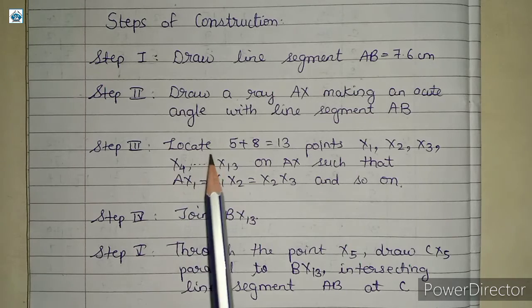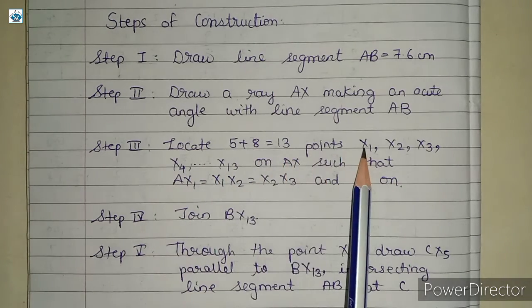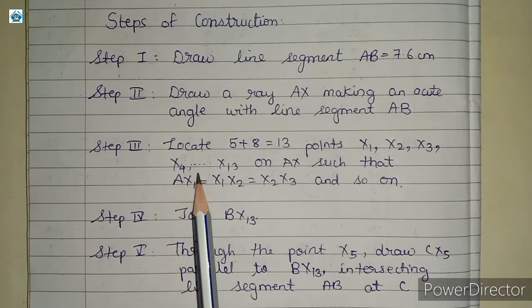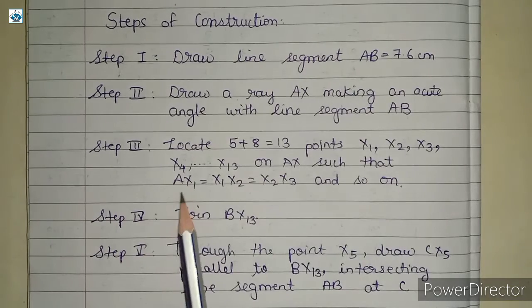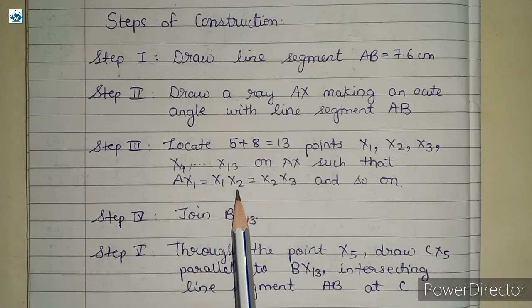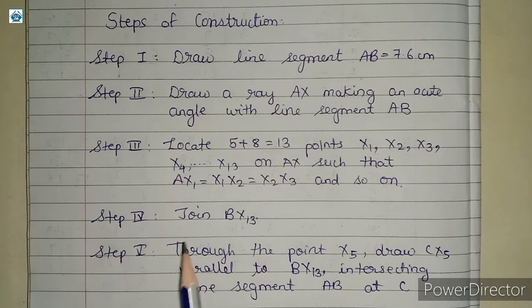Step 3. Locate 5 plus 8, which is equal to 13 points, namely X1, X2, X3, X4 and so on till X13 on AX such that AX1 is equal to X1X2, which is equal to X2X3 and so on. Step 4. Join BX13. Step 5. Through point X5, draw CX5 parallel to BX13 intersecting line segment AB at C.